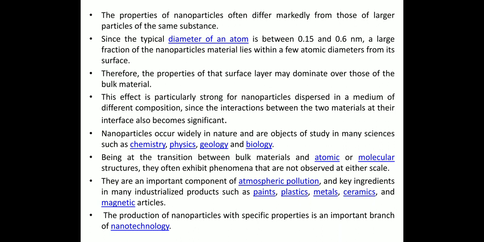Then also the nanoparticle properties, which depend on their diameter, from 0.5 to 0.6 nanometer in large fractions. Sometimes the physical, chemical, biological and geological properties of nanoparticles are evaluated, as well as the atomic number or molecular structure of the particle. Nanoparticles are important components of atmospheric pollution, and they are used in industrial products like paints, plastics, metals, ceramics, and magnetic articles. The production of nanoparticles with specific properties is an important branch of nanotechnology.